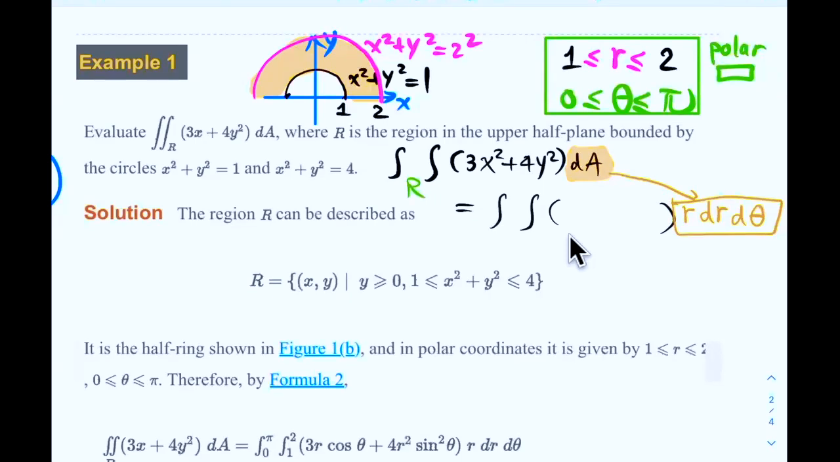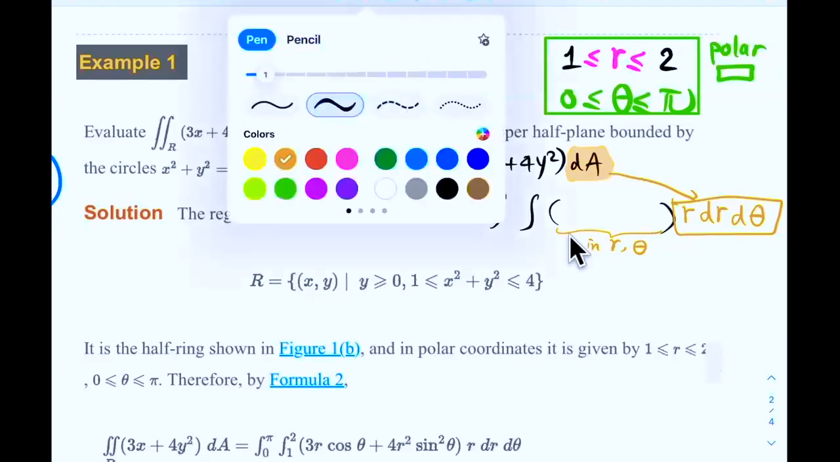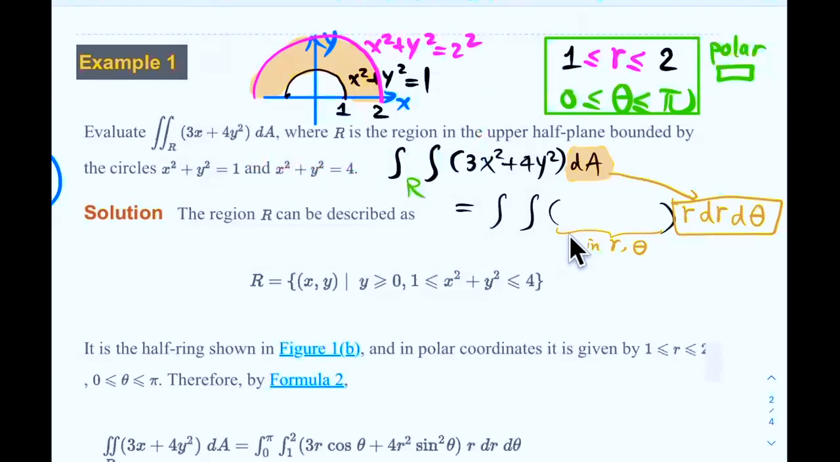Now that will be the integral with respect to r and then with respect to theta. You want this to be in terms of r and theta. How can you express that in terms of r and theta? So that will be 3. What can you replace this x by? Yeah, x is r cosine theta, right? So r cosine theta, and then you square this.